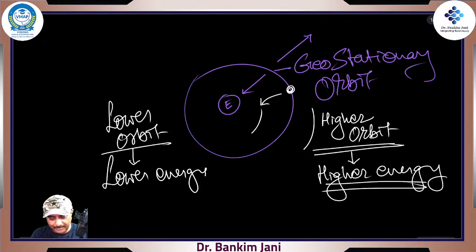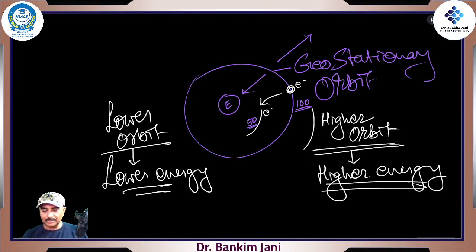So if we can figure out a method in which an electron in a higher orbit jumps into a lower orbit, let's suppose in units, the higher orbit has 100 units of energy and the lower orbit has 50 units of energy. What would happen? This electron, coming into the lower orbit, can't handle this much energy, so the rest of the energy, 50 units, would be released. This is the principle by which we generate all those X-rays.